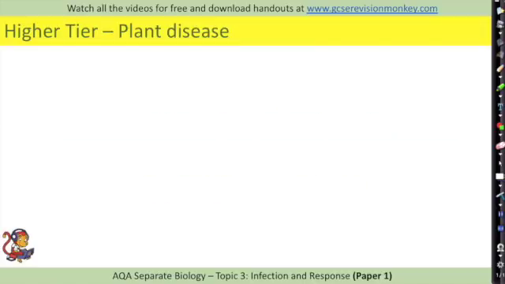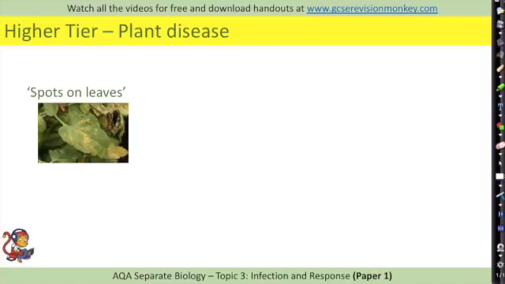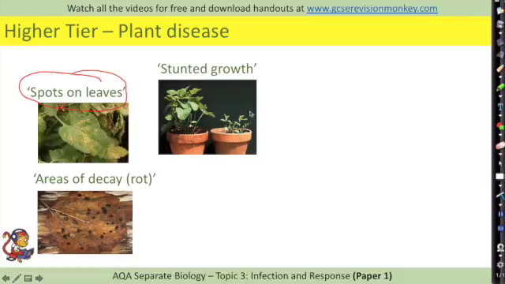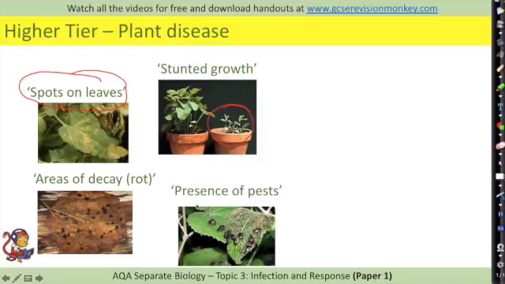So there's different symptoms of plants when they are suffering from a disease. So some disease, like the rose black spot fungus, for example, you will see spots on the leaf. That shows you that plant is suffering a disease. There may be areas of decay or rot on the leaf. You might see stunted growth, like we looked at with the nitrate deficiency before. There may be an obvious presence of pests on the plants, things like aphids and other small insects eating and destroying some of the leaves.